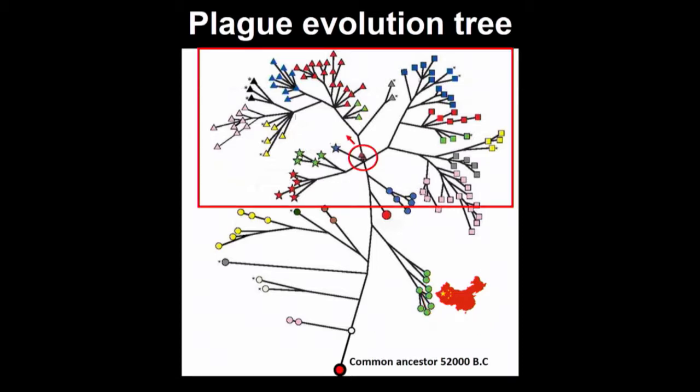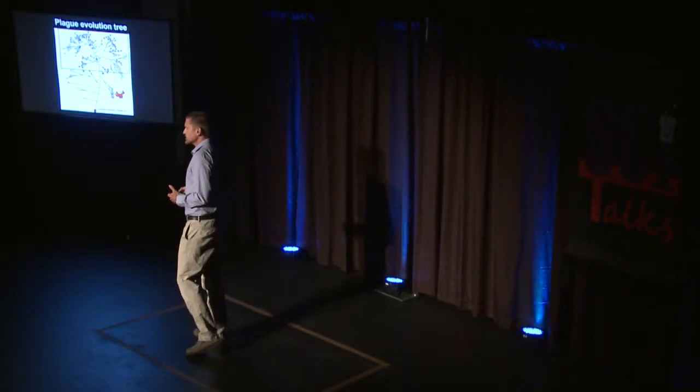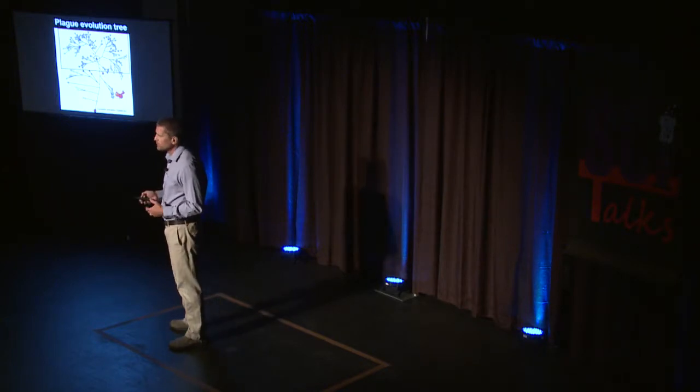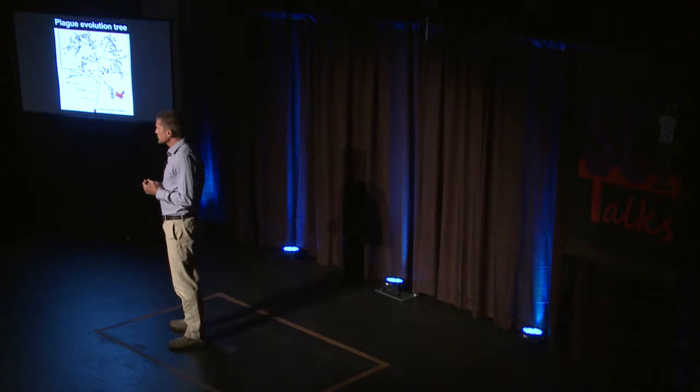But then when you get to this location on the tree, we see something very different. We call this the Big Bang polytomy. And this is where plague really went worldwide. The reason we think this is because humans started going worldwide. People got on steamships, they traveled to North America. Well, within those steamships, we had rats, and rats had fleas.